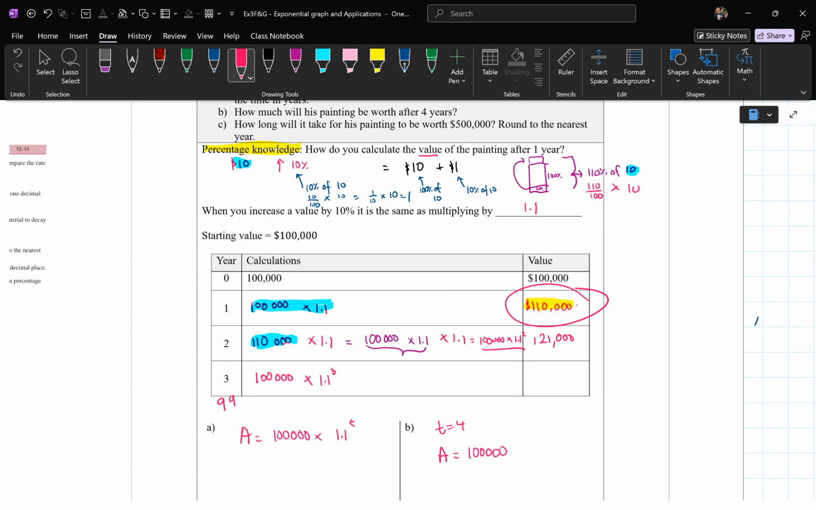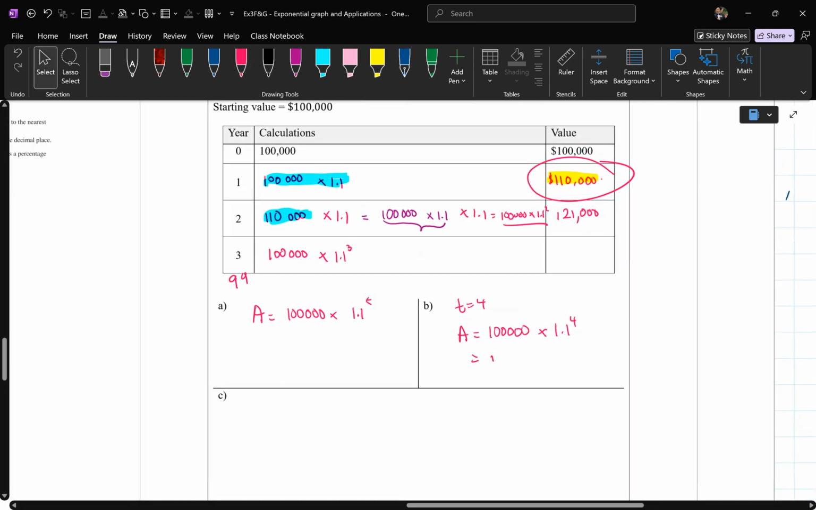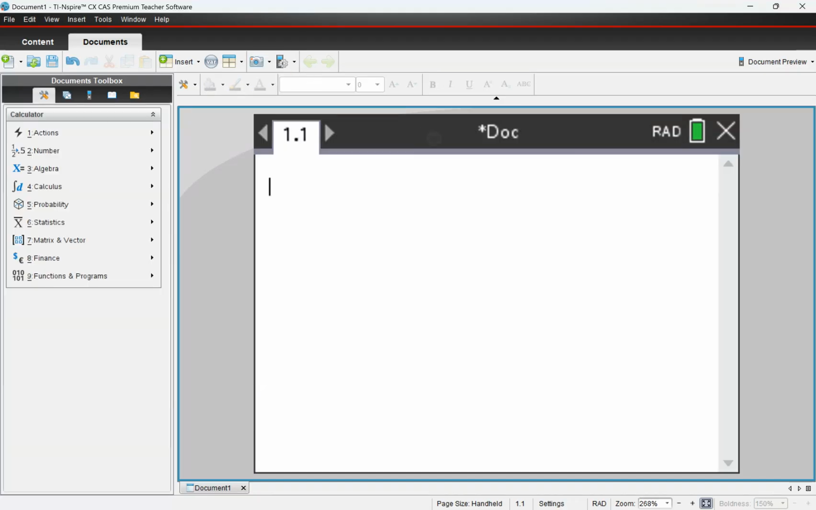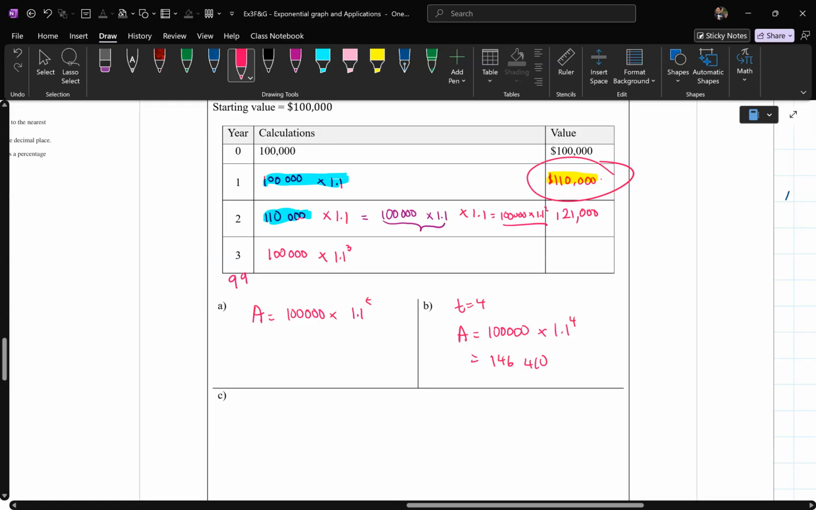You got the answer? Okay. Tell me, because I haven't typed on the calculator yet. 100,000 times 1.1 to the power 4, which is? 146,410. All right, let's check that. So I'm going to use my CAS. Let's check. 100,000 times 1.1 to the power of 4. And you're correct. Okay, so that is the amount it's increased by.